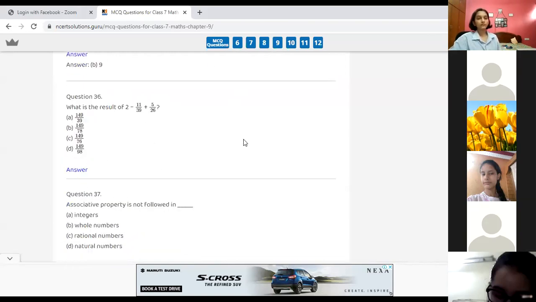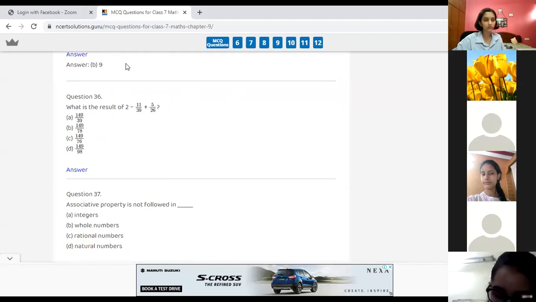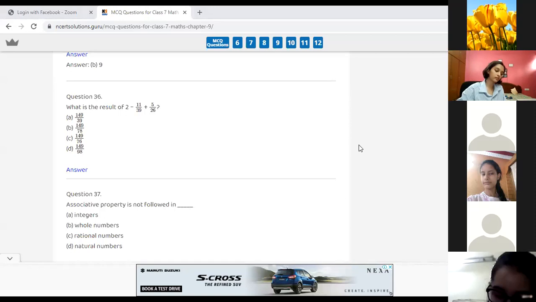What is the result of this? What do you mean by this question? What do you have to do in this? Minus, plus is there. You have to simplify this. Take LCM of this question and get the answer. Take LCM of 39 and 26. Both are in the table of 13. Both are multiples of 13. Take LCM of 39 and 26.